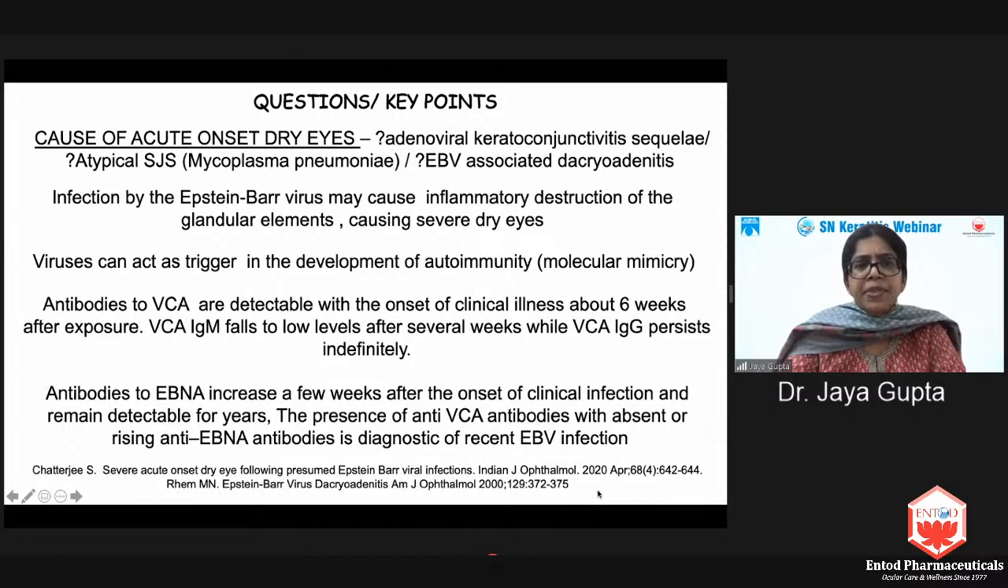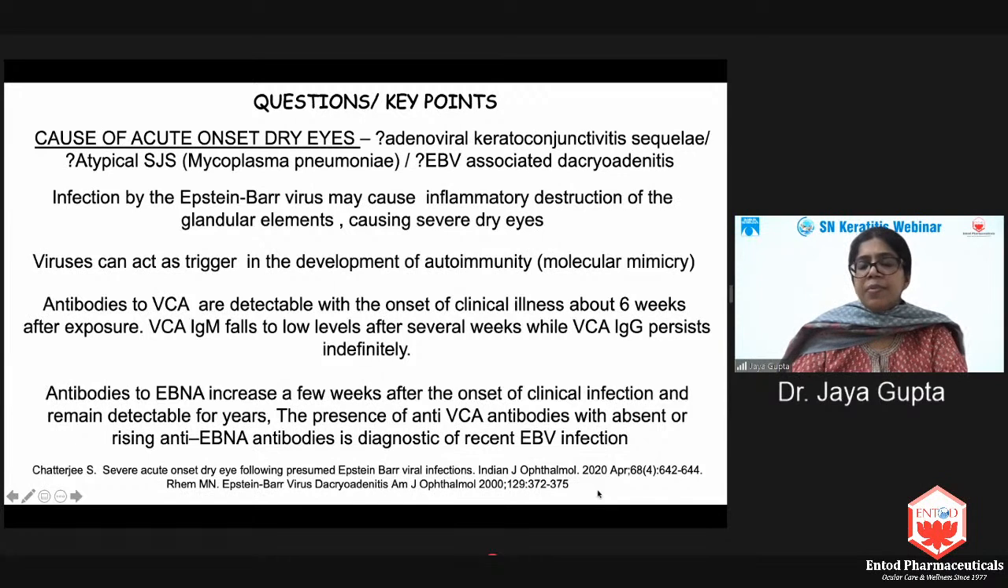To summarize, infection by the Epstein-Barr virus may cause inflammatory destruction of the glandular elements, causing severe dry eyes. Viruses can, however, act as a trigger in the development of autoimmunity, that is molecular mimicry. As I already mentioned viral capsid antigen and nuclear antigen, I'll elaborate further. Antibodies to viral capsid antigen are detectable with the onset of clinical illness about 6 weeks after exposure. Viral capsid antigen IgM falls to low levels after several weeks, while viral capsid antigen IgG persists indefinitely. Antibodies to Epstein-Barr virus nuclear antigen increase a few weeks after the onset of clinical infection and remain detectable for years. So, the presence of viral anti-capsid antibodies with absent or rising Epstein-Barr virus nuclear antigen antibodies is actually diagnostic of recent Epstein-Barr virus infection.